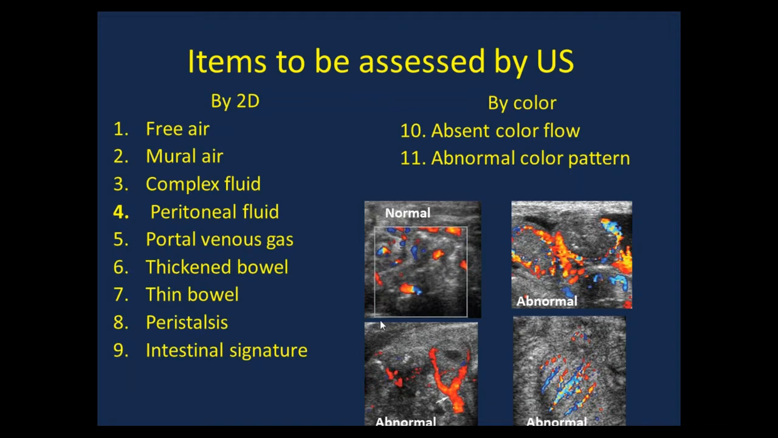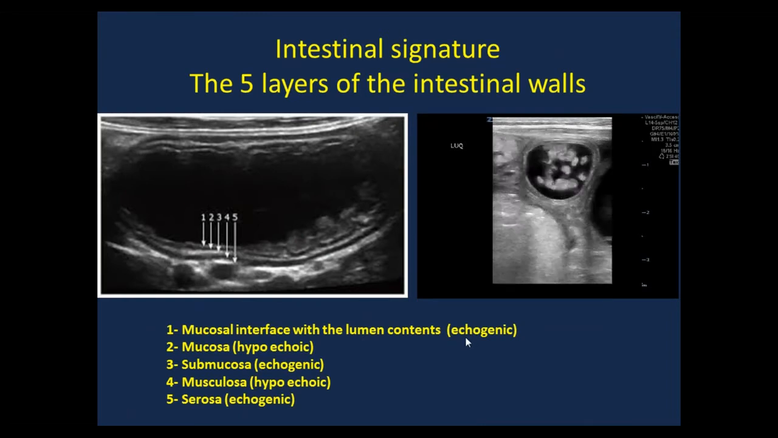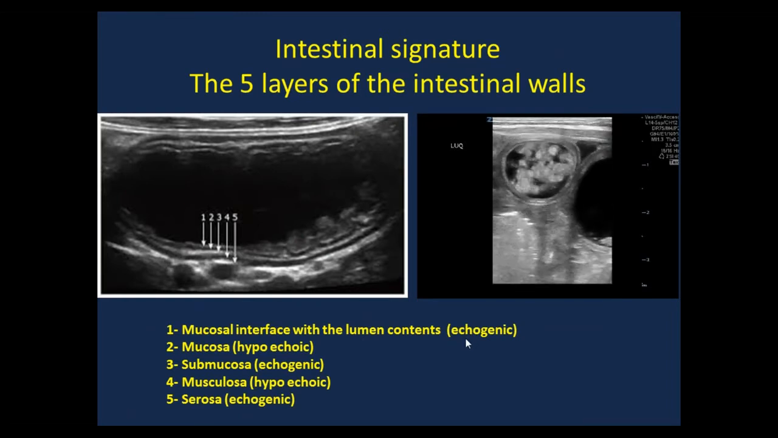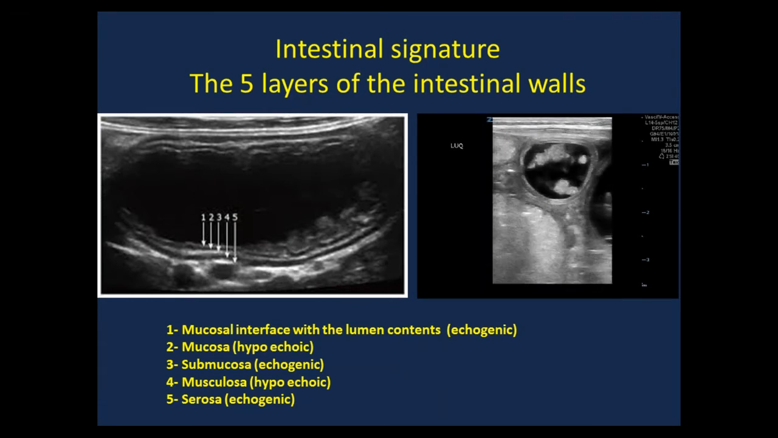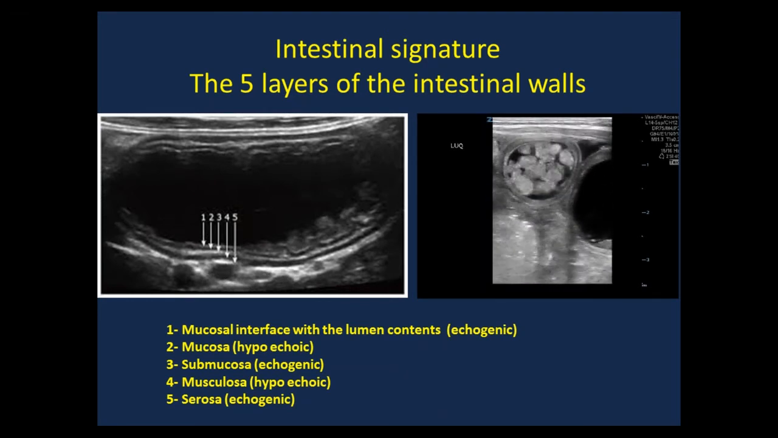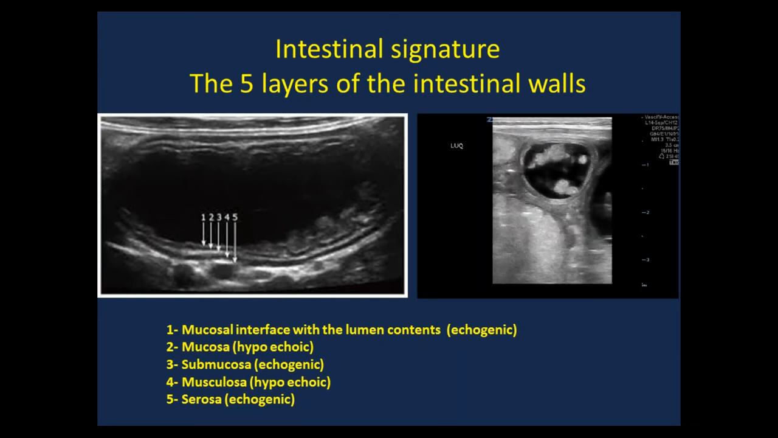The most severe form of color Doppler is if there is no color Doppler at all, which is a sign of severe ischemia. Intestinal signature is the ability to identify the wall of the intestine as 5 different layers, and for sure you can get that in a good quality of ultrasound imaging.